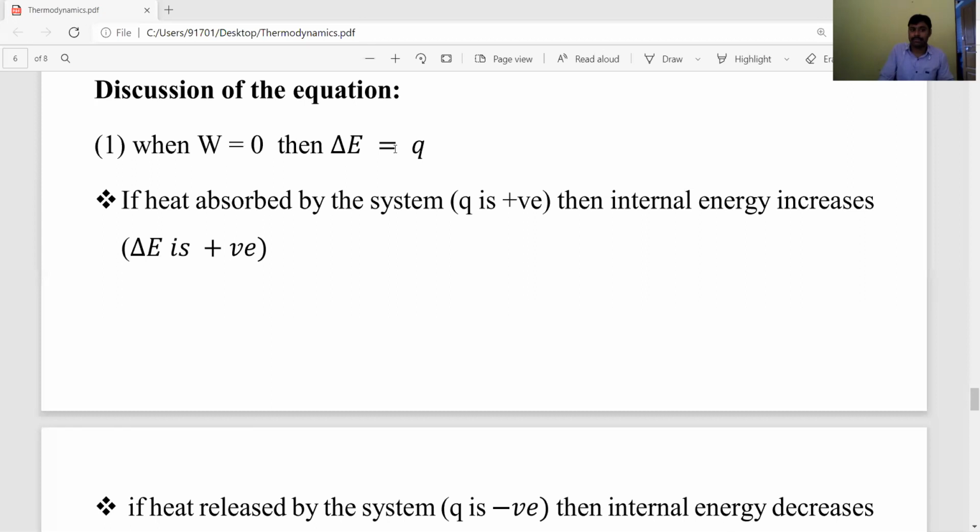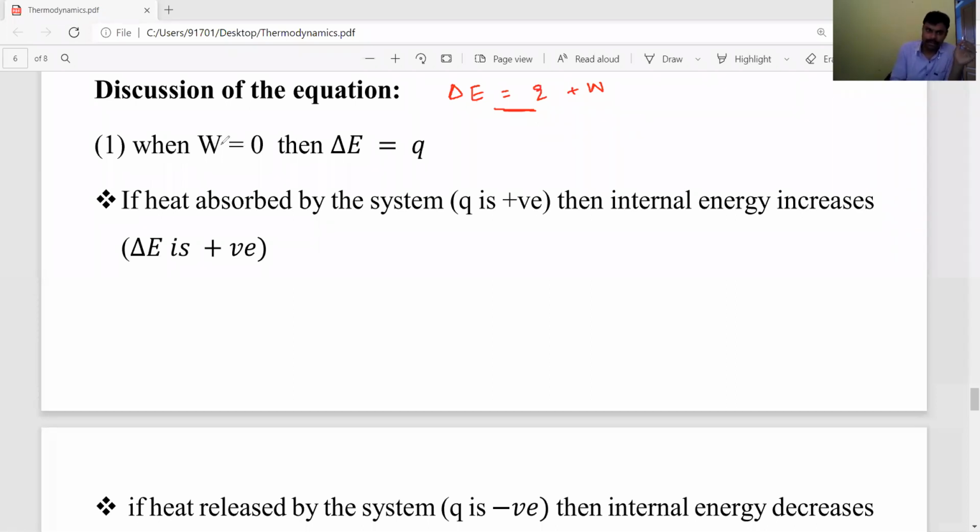Discussion on the equation. Now let's see the first condition. So the equation is what, dear students? The delta E is equal to Q plus W. In this equation, as I already said, three important conditions will come. In the three important conditions, one should become constant, and we need to discuss the relation between the other two in a system.